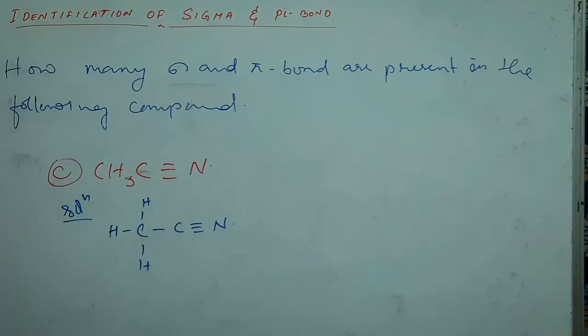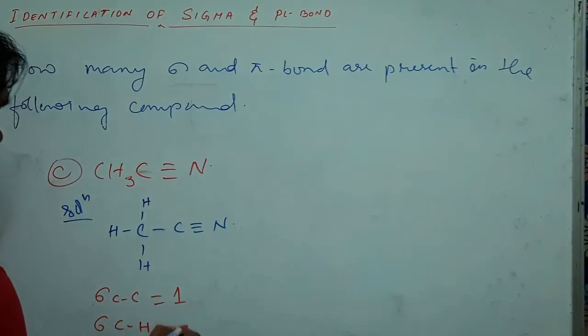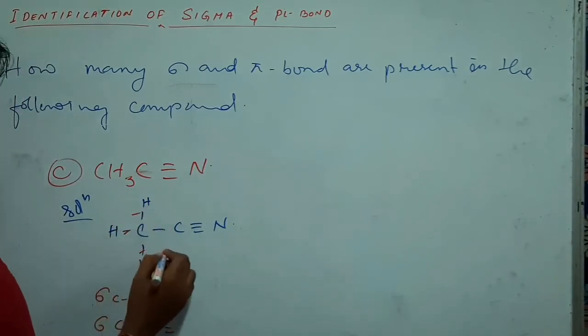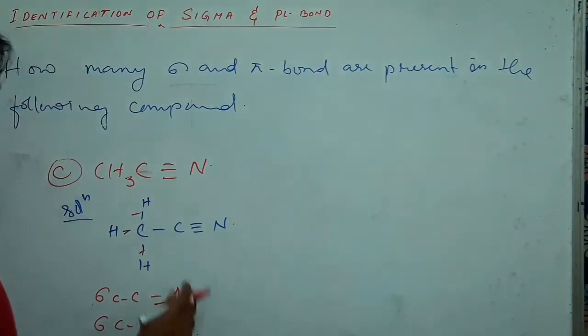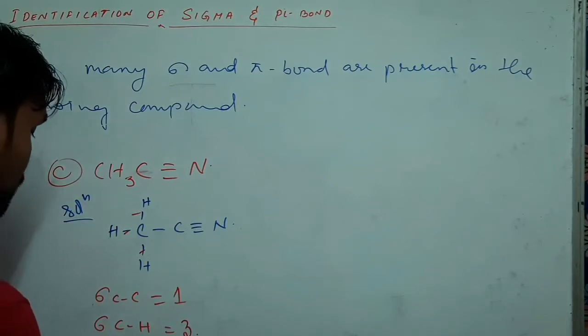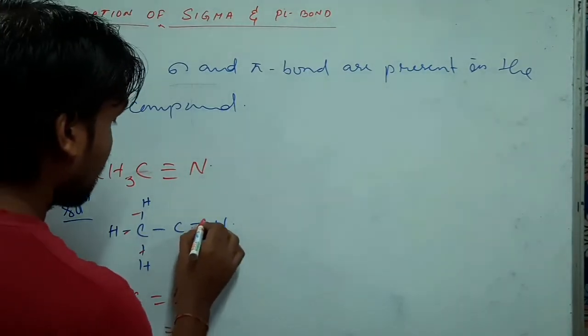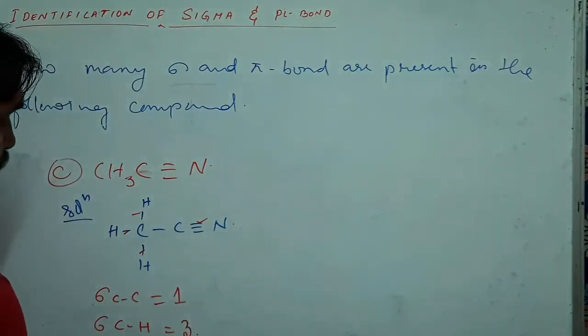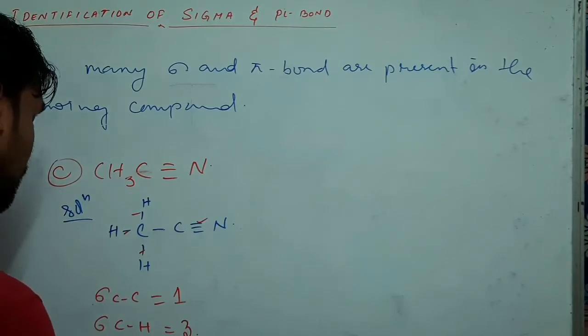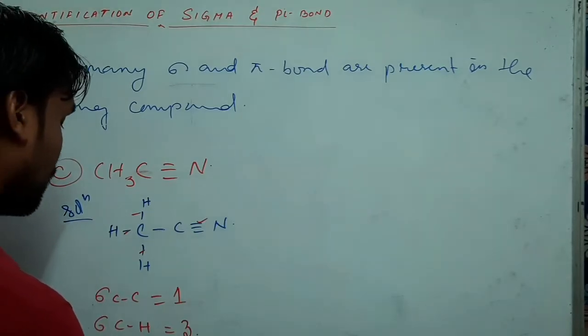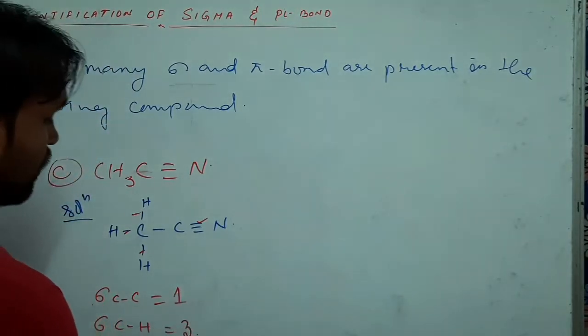So here let's find the sigma bonds. The sigma bond between carbon and carbon is only 1, and the sigma bonds between carbon and hydrogen: 1, 2, 3. There is also one sigma bond between carbon and nitrogen, so we'll write that also. Here 3 bonds are there, and out of that the first one will be sigma. So 1. So total number of sigma bonds is 3 plus 1 plus 1, which is 5.